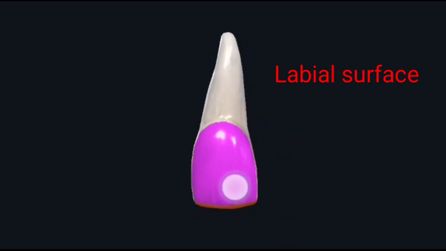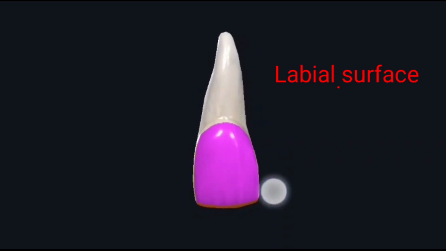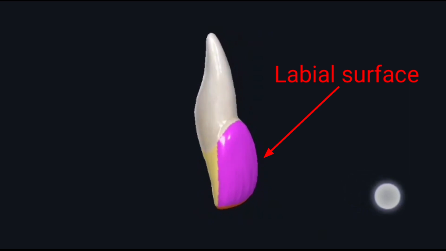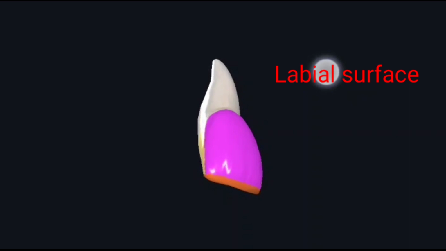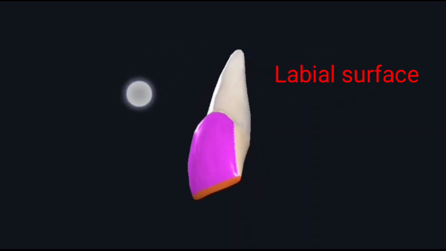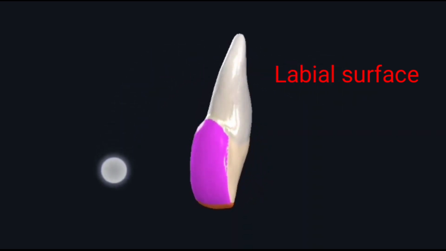The labial surface is the aspect of the maxillary central incisor tooth that faces towards the lips. The labial surface meets the mesial surface at the mesiolabial angle, the distal surface at the distolabial angle, and the incisal margin at the labio-incisal angle.